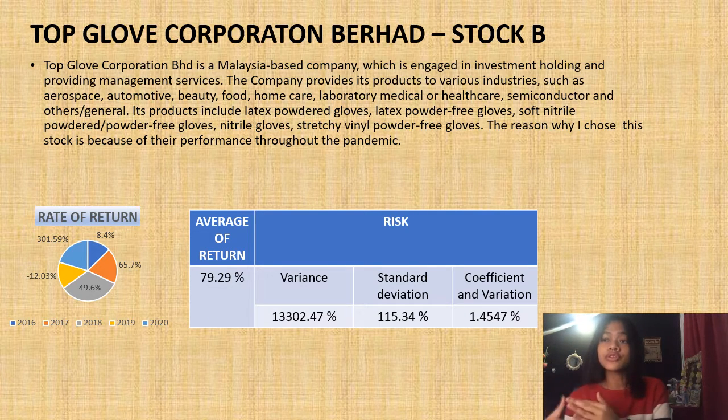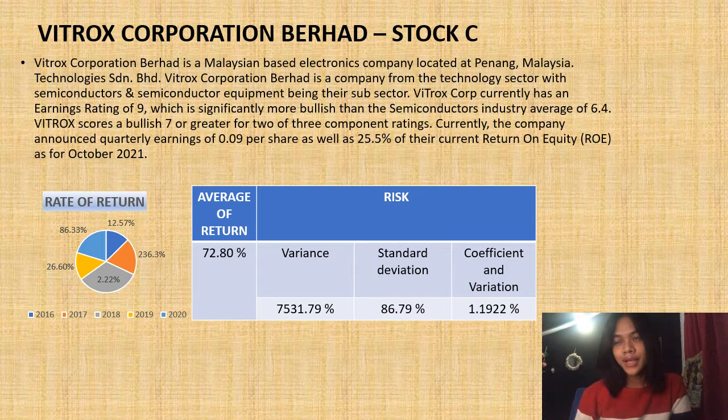And we proceed to 2017, you can see it increases even more, which is 65.7%, and continue through 2018 about 49.6%. In 2019 it's going down again, which is -12.03%, and in 2020 it increases even more, about 301.59%.